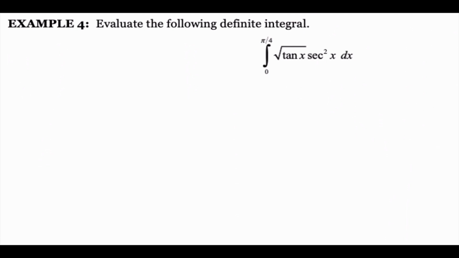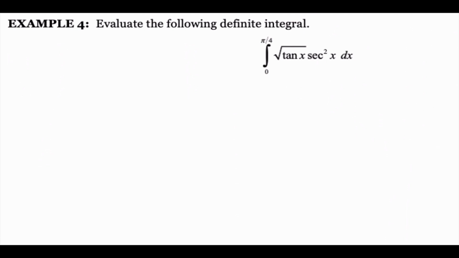Now we have a trig. Doesn't matter. We're still going to do the same thing. You guys had trig yesterday. We had trig on the notes. You guys had trig on the homework assignment, on the practice assignment. Again, don't worry about the bounds. The 0 and the pi/4, they're not there. Don't worry about them. We won't deal with them till afterwards.